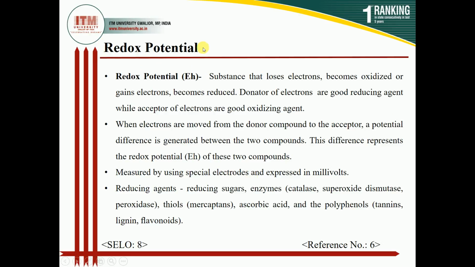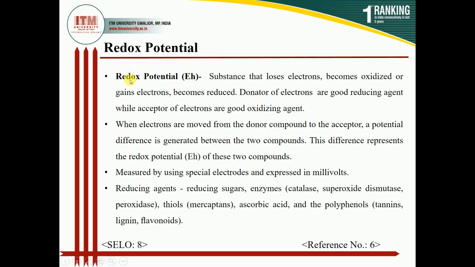Next is the redox potential. What is the redox potential? Generally, redox potential is represented as Eh. When electrons move from the donor compound to the acceptor, a potential difference can be generated between these two compounds. It means that one compound will donate its electrons and the other will accept them. So these two compounds will generate some kind of potential, and this potential is called the redox potential of these two compounds.